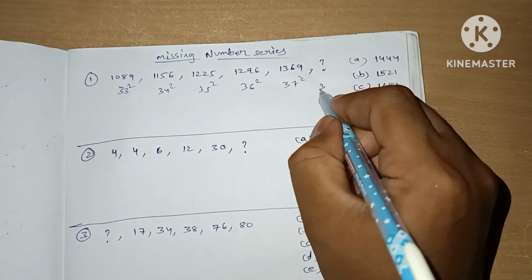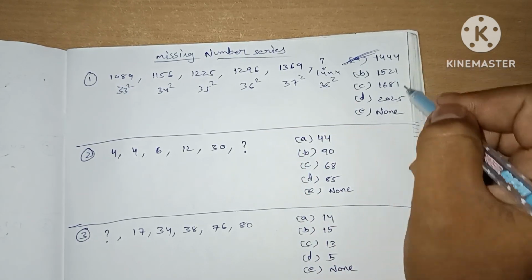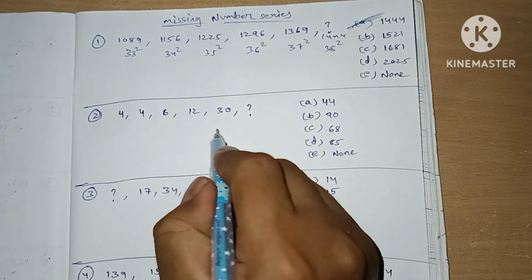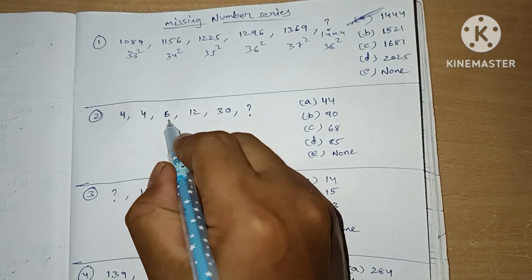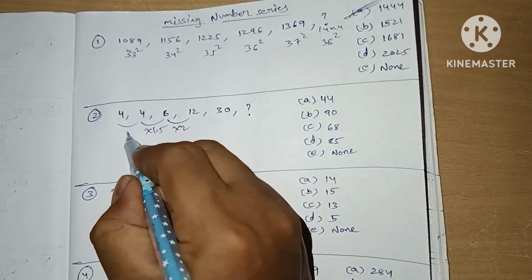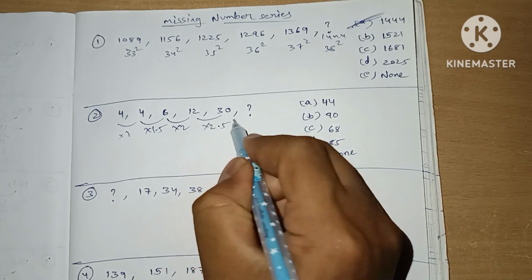So the next one must be 38 square, which is 1444. Answer will be option A. Next, second question. Here it is clear that it is into 2 times, it is 1.5 times, it is 1 time into 1 time. So it must be into 2.5 times.